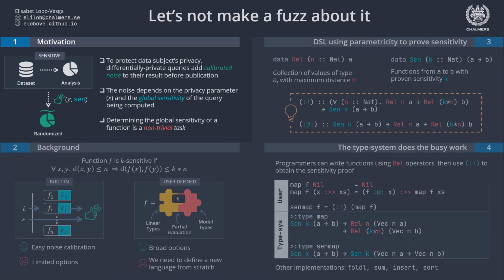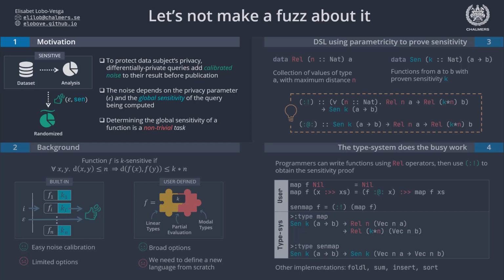In the field of privacy-preserving statistical analysis, there is a very robust technique called differential privacy that adds calibrated noise to the query's results before the publication. The calibration of the noise is very important to preserve the privacy without compromising so much on accuracy. In a nutshell, this noise depends on a privacy parameter epsilon, which the analyst provides, and the global sensitivity of the query, which quantifies how much its output can change if there is a slight change in the dataset.